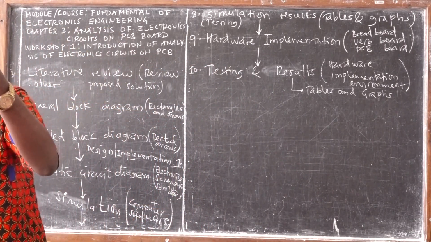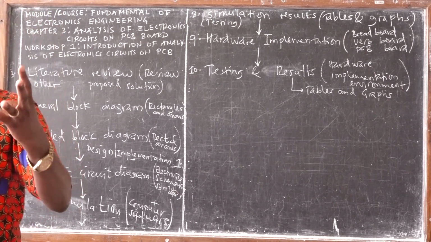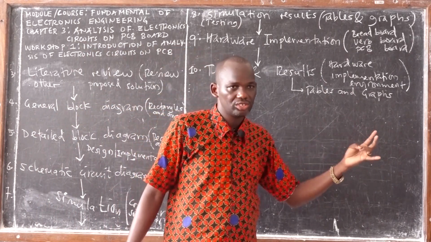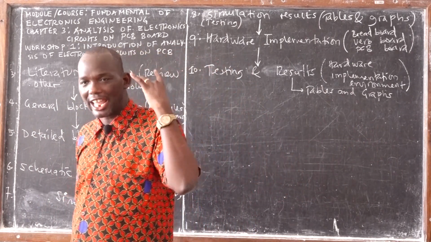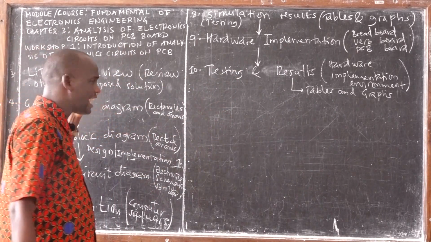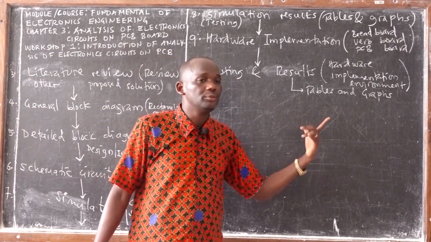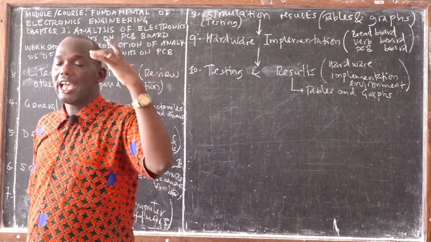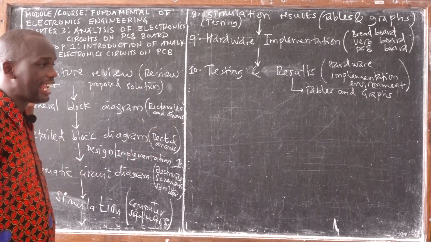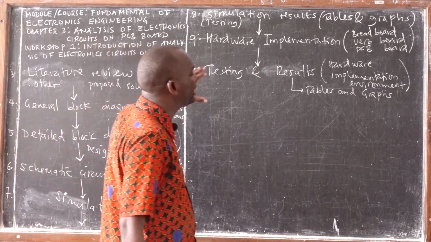Number 1 is what? Engineering is all about what? Numbers. Engineering is all about what? Formulas and equations. Engineering is all about what? Diagrams. You see the block diagrams, the schematic circuit diagram, the PCB layout diagram. And engineering is all about what? Tables, the table of results. Then lastly, engineering is all about what?